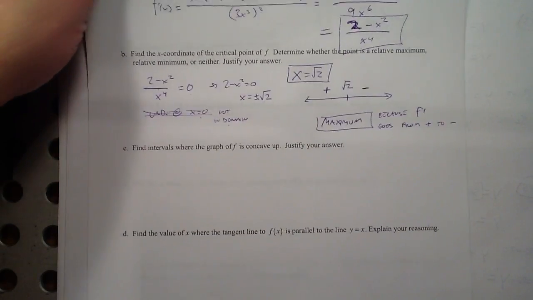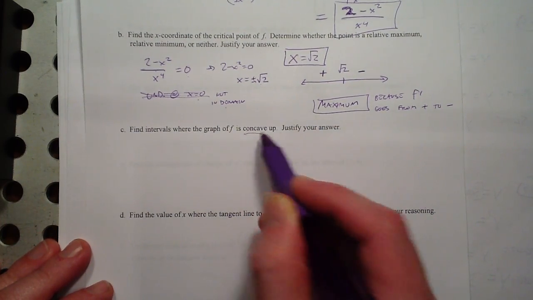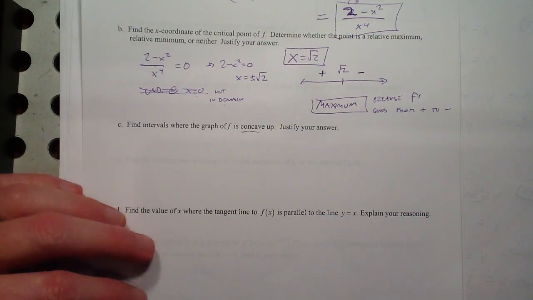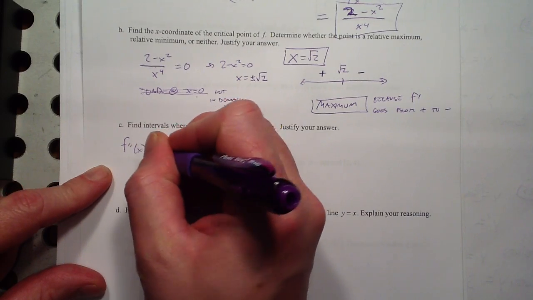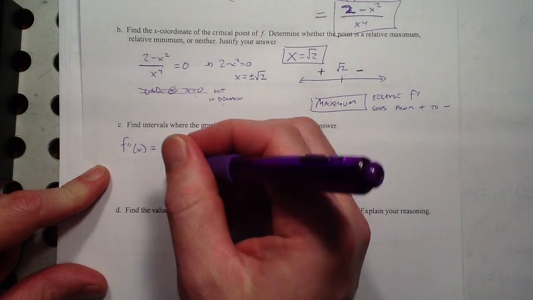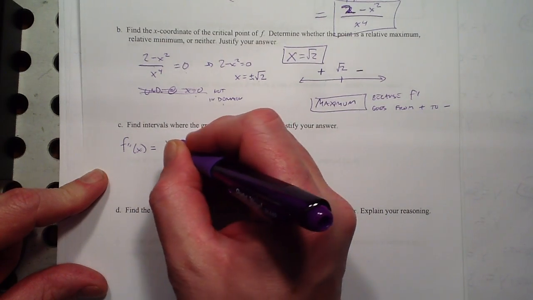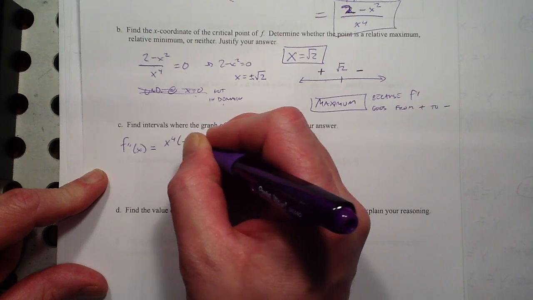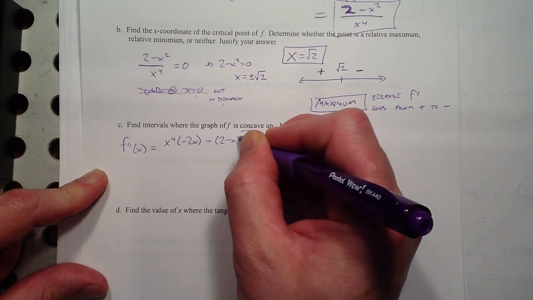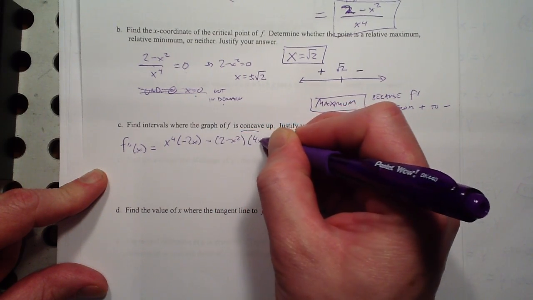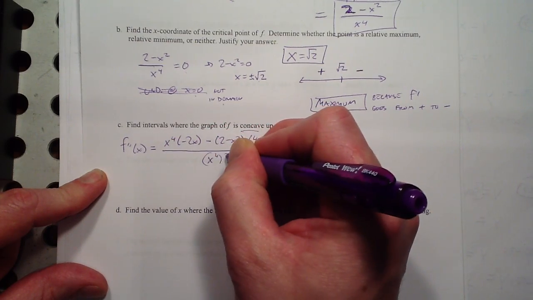Okay. Find intervals where the graph of f is concave up. If we're talking about concavity, we should be looking at the second derivative. So let's find that. Second derivative of this function using the quotient rule. Let's see, that's low, d high, minus high, d low, over low, low.